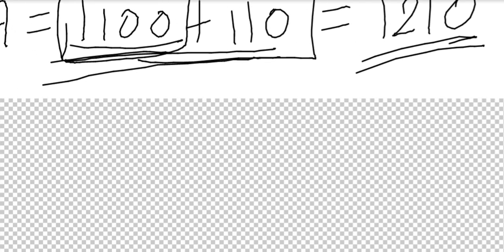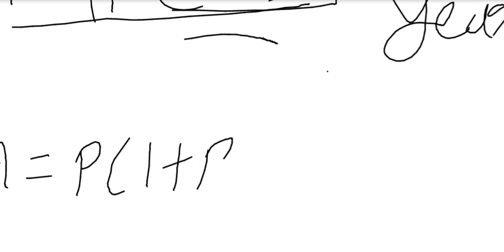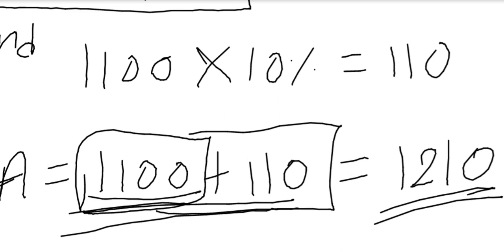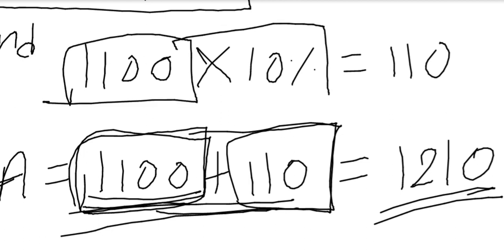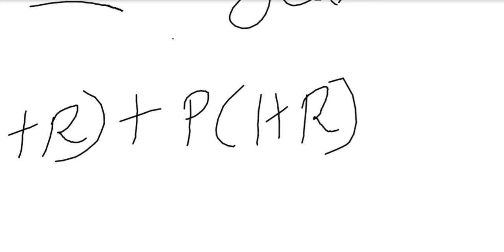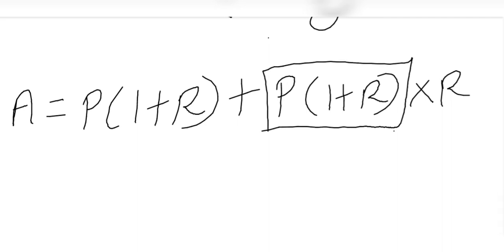Now for the second year, what we are doing is this. How did we receive 1100? By using this formula. So A is equal to P into 1 plus R, plus the 110. How is 110 obtained? It is P into 1 plus R into R, that is, the opening balance into R, the interest on 1100 into 10%, which means 110.